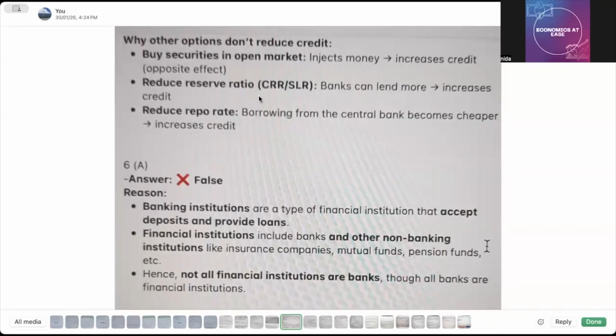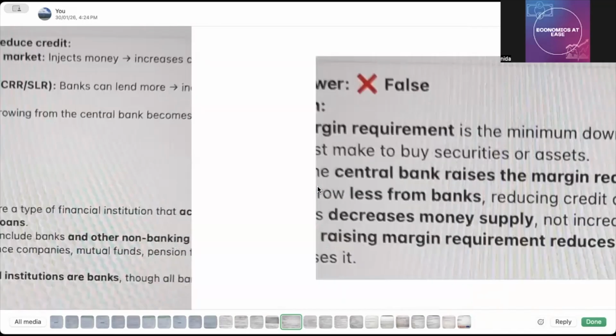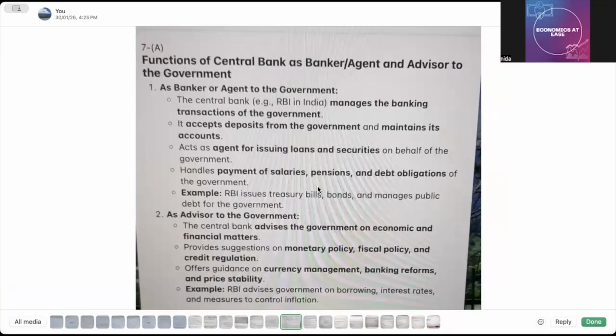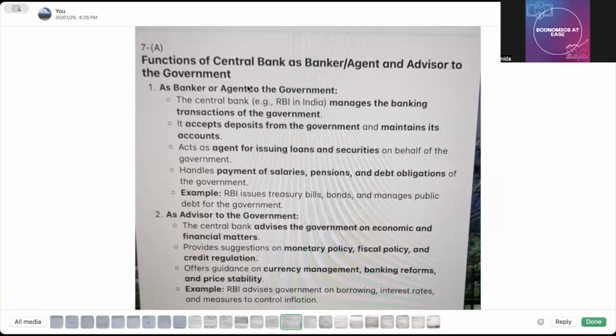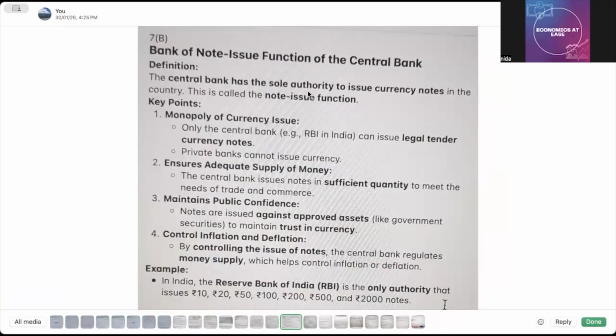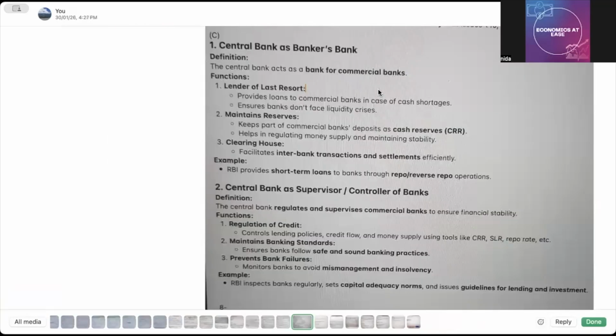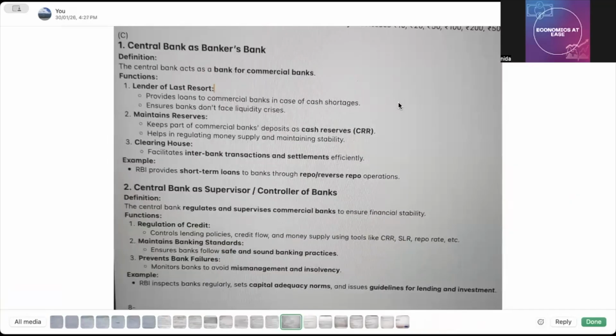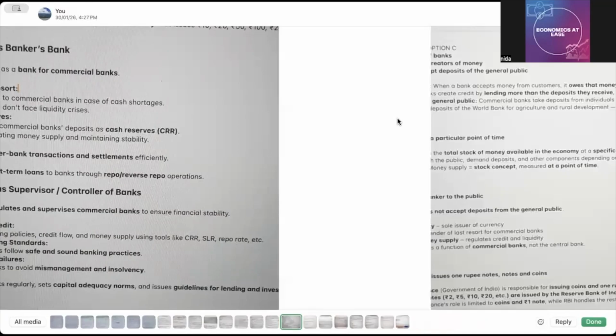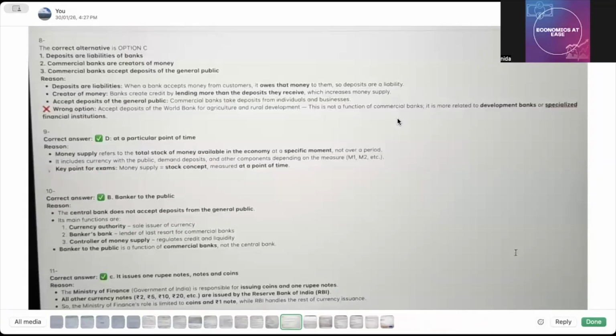Then why the other options don't reduce credit, the reasons are also being given. Then the sixth question, the following is true or false, with reasons is also being given. So you can go through it one by one. Functions of central bank as a banker, agent and advisor to the government. Then each function has been given in detail. Note issue function of the central bank has also been provided. Central bank as banker's bank. So all the answers have been provided to you in detail. You can take the screenshot one by one.